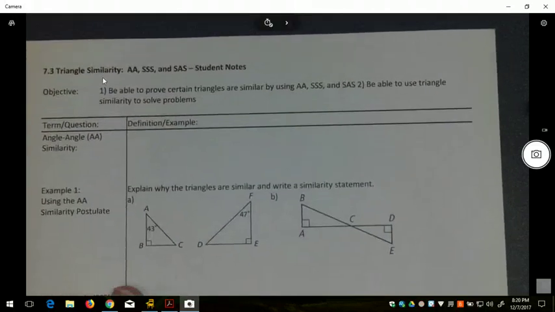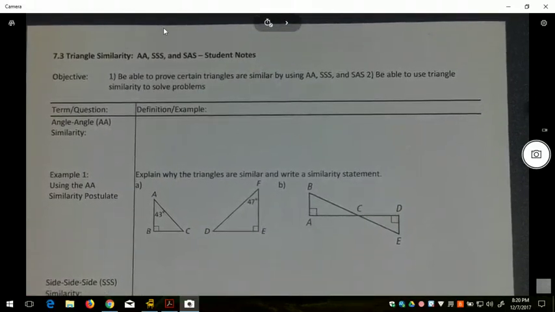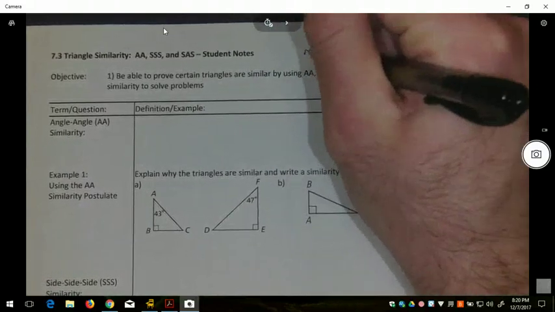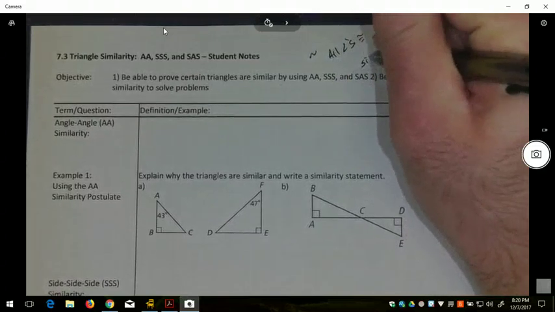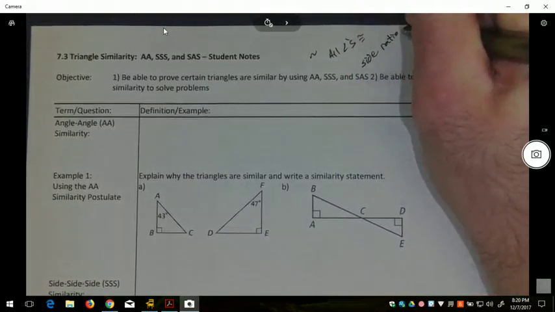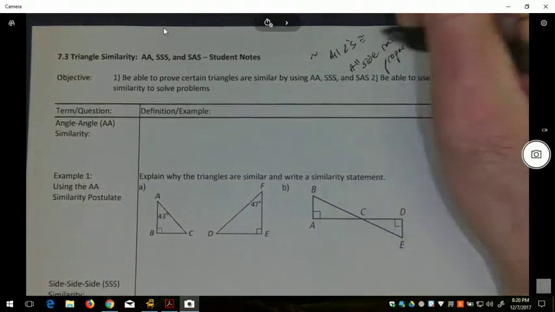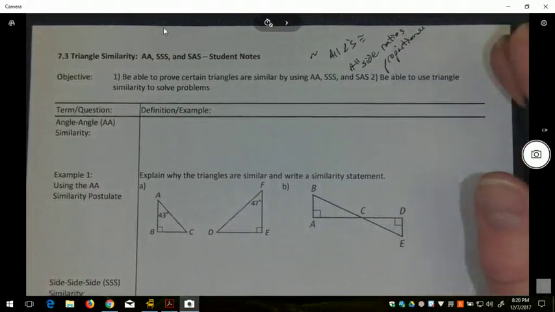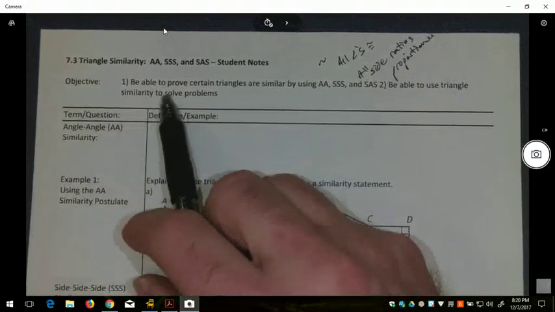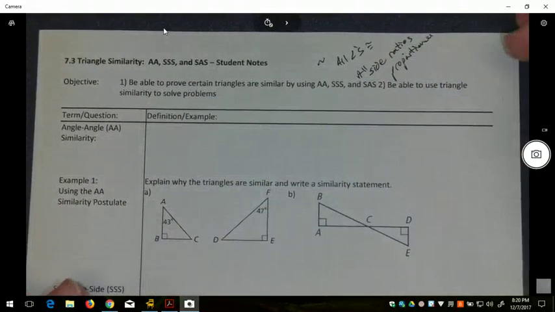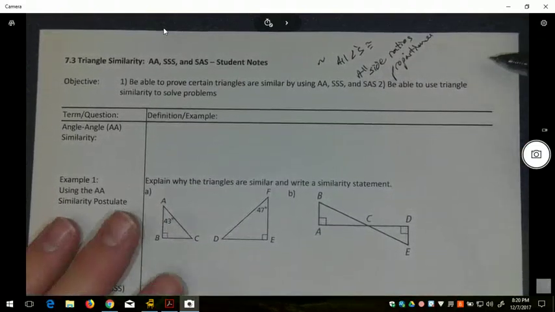In the previous lesson, 7.2, we could only conclude that triangles were similar if we were told, or if, remember, for similarity, we had to have all angles congruent and all side ratios proportional, which meant that their ratios had to be equal. And if we had that information, then we knew the triangles were similar. Well, Euclid came upon three cases where we wouldn't have to show all of that to know the triangles were similar.